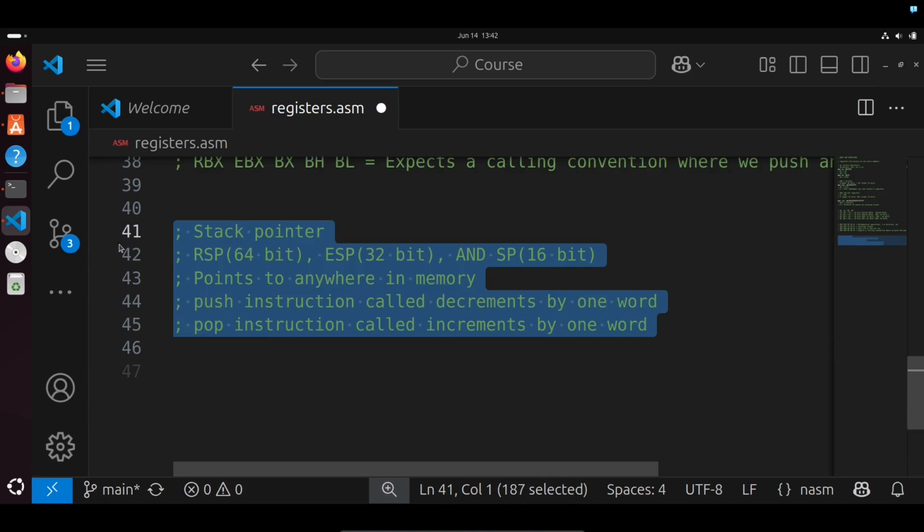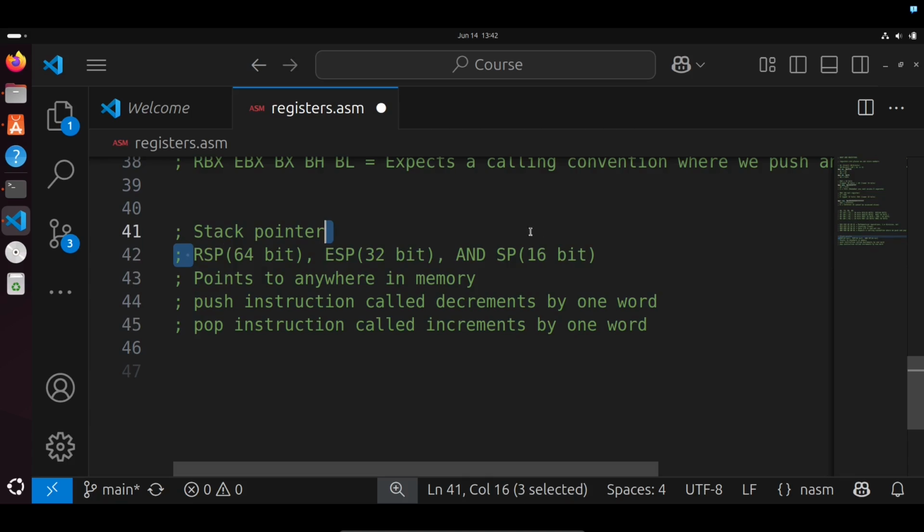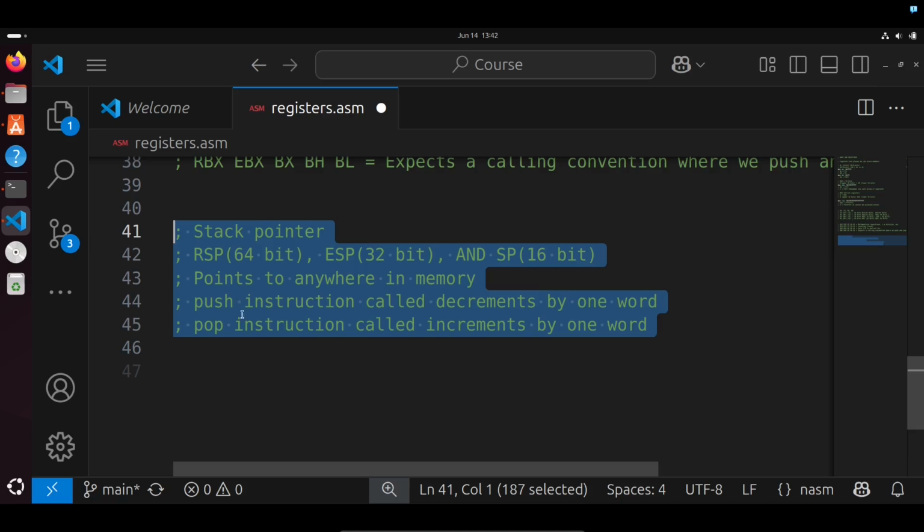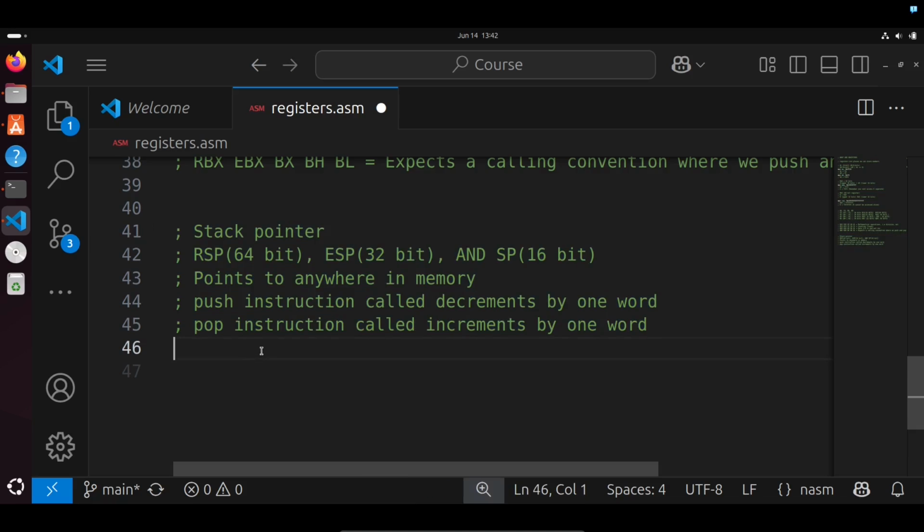So all you need to be aware of at the moment is that the stack pointer can point to anywhere in memory, and certain instructions will change its value. That's all you need to be aware of at the moment. We'll come back to what pushing and popping actually means.